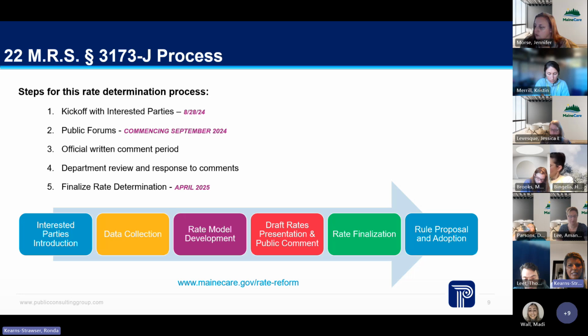During this process, PCG will hold and conduct interested party sessions. We'll collect data, complete analysis, develop a rate model, draft rates, make presentations for comments, finalize rates, and then also make final recommendations for the rule proposal adoption.